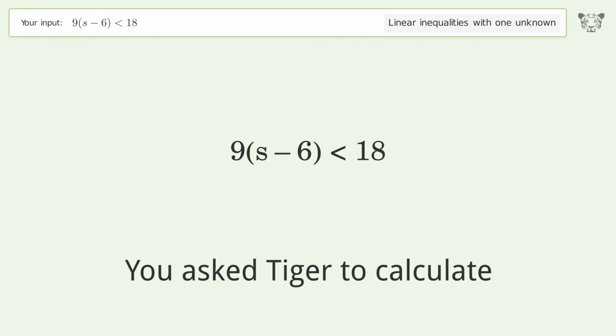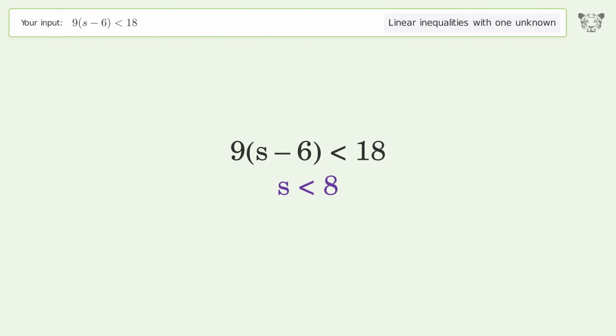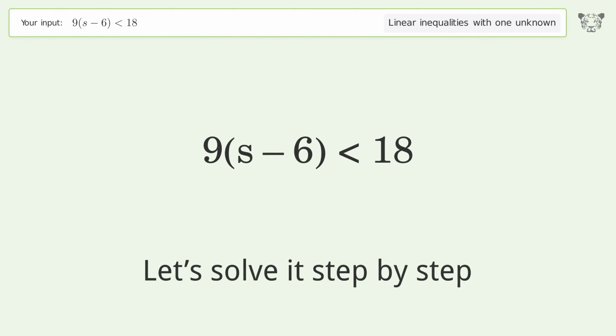You ask Tiger to calculate. This deals with linear inequalities with one unknown. The final result is s smaller than 8. Let's solve it step by step.